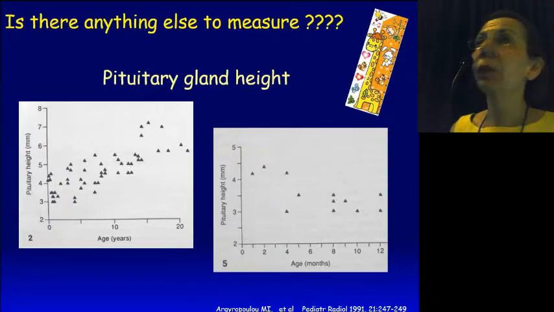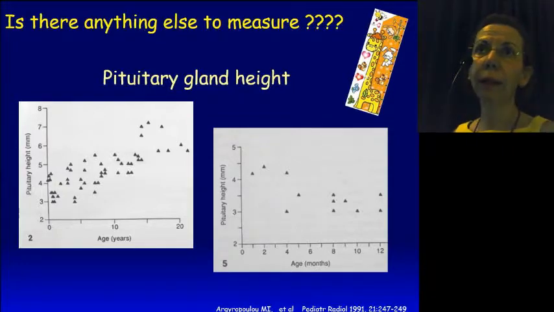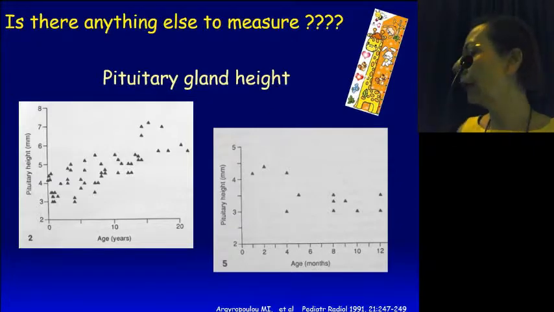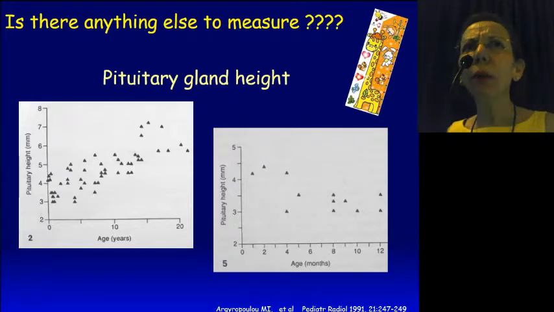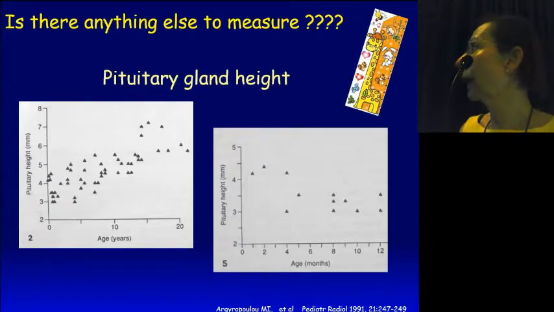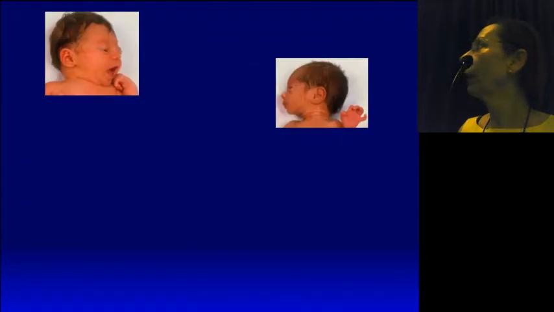And we found that the pituitary gland height, using a midline sagittal scan, increases as a function of age. You see that this is the pituitary gland height, this is the age, and you see that the pituitary gland height increases. But if we spot the first year of life, where the different feedbacks are not well established between the pituitary gland, the hypothalamus, and the organ targets, you will see that the pituitary gland height decreases as a function of age. So be careful. In the first year of life, it is completely different.